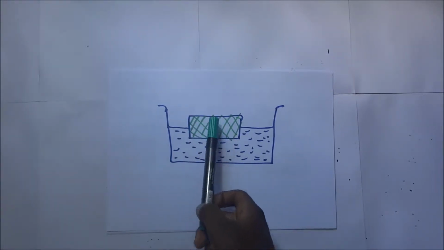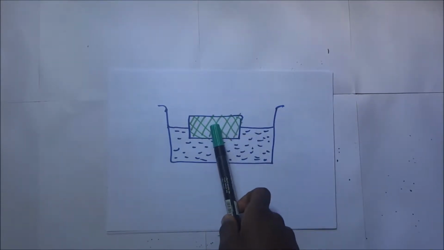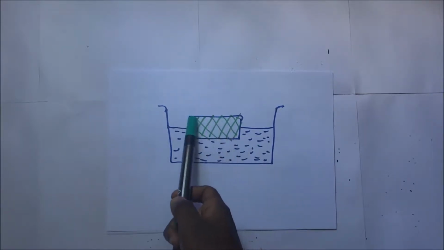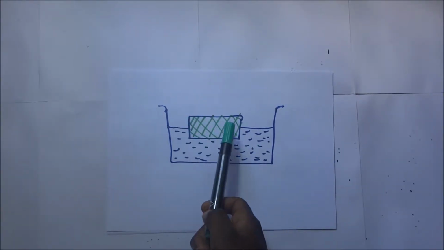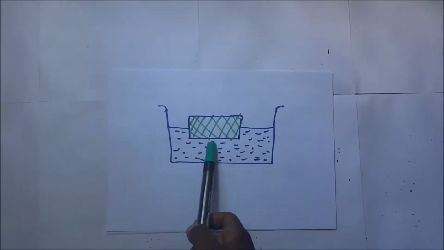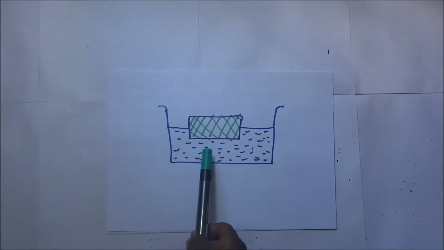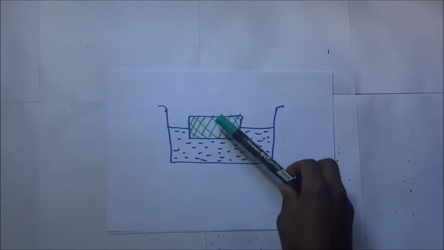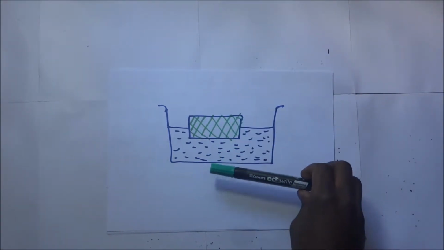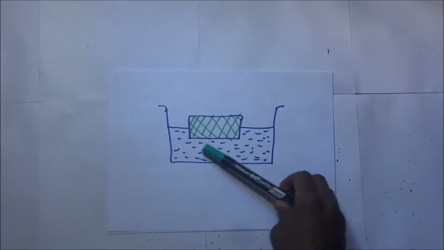anything that floats on top of a liquid does so because it is less dense. For example, in this case, we have this water and we have this solid mass. This solid mass is able to float on water because its density is less than the density of water, or in other words, it's less dense than this water. However, substances that are able to sink in water do so because their density is greater than the density of water.